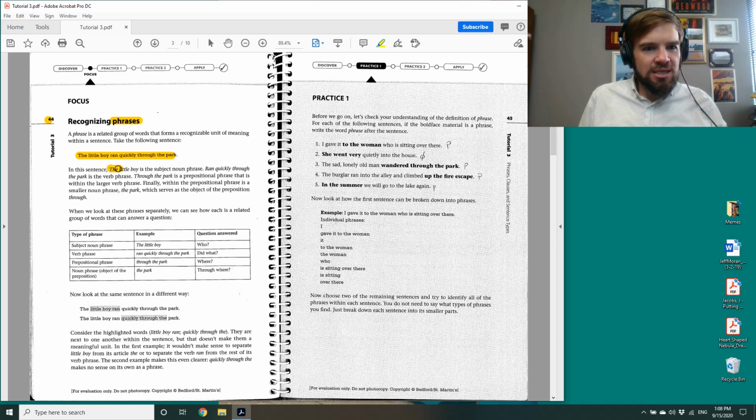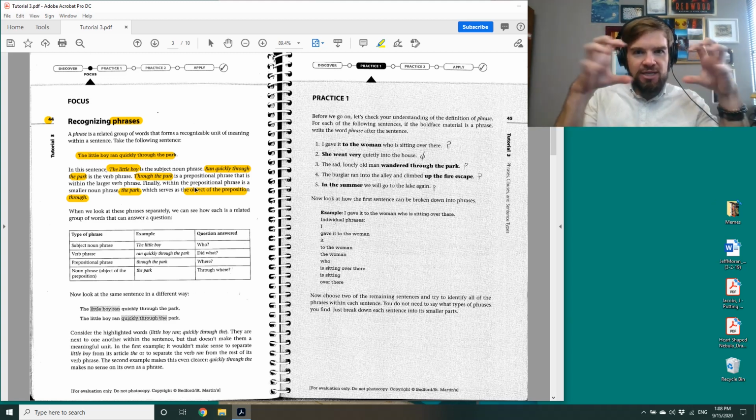Now, in this sentence, the little boy is the subject noun phrase. Ran quickly through the park is the verb phrase. Through the park is a prepositional phrase that is inside the larger verb phrase. Finally, within the prepositional phrase is a smaller noun phrase, the park, which serves as the object of the preposition through. Now, again, when we talked about parts of speech, we said one way to identify a noun is to ask yourself if it comes after a preposition, because if it is, it's probably the object of that preposition. So remember, a prepositional phrase then needs a preposition and a noun phrase together, right?